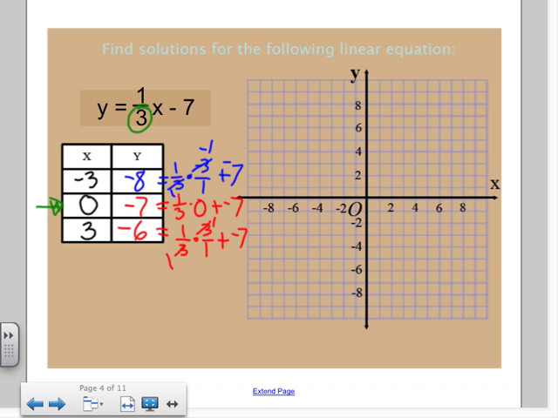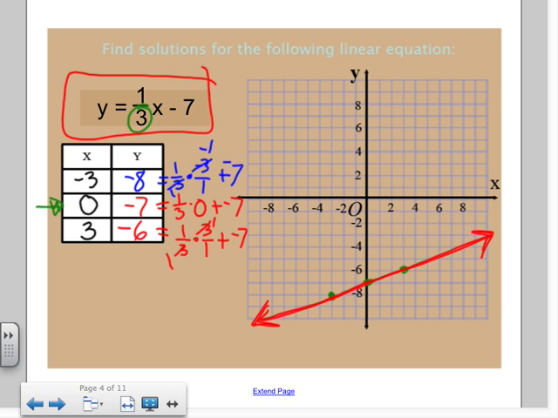All right, so let's graph our points. We got negative 3, negative 8. We have 0, negative 7. And we have 3, negative 6. So our line's right down here on the bottom going on forever. So make sure your line that you're extending it all the way as far as you can with arrows on either end showing that this linear equation goes on forever. There's infinite x's you can plug in and each one would have a y. Okay?